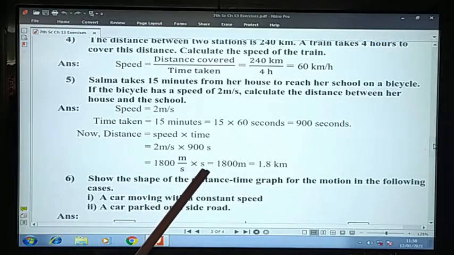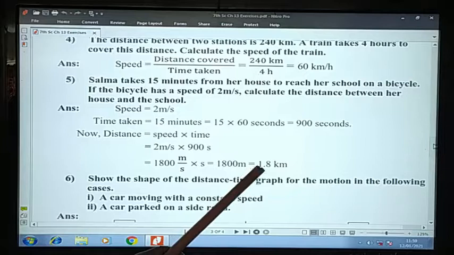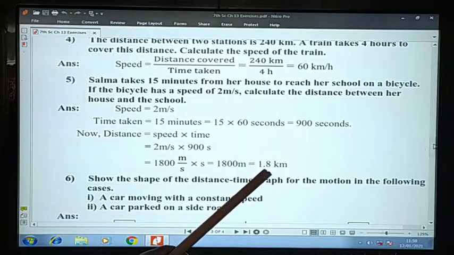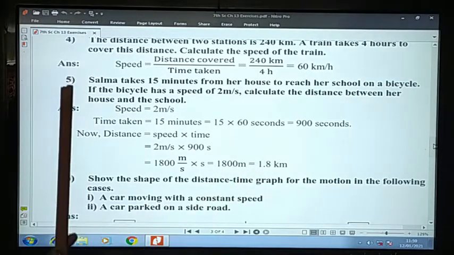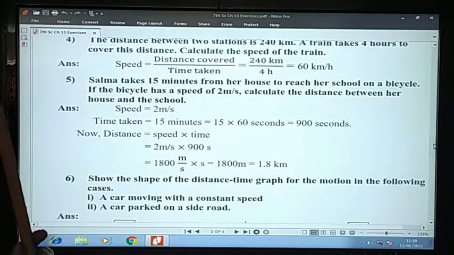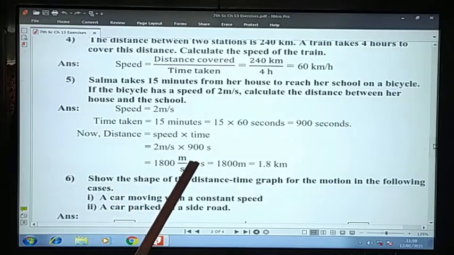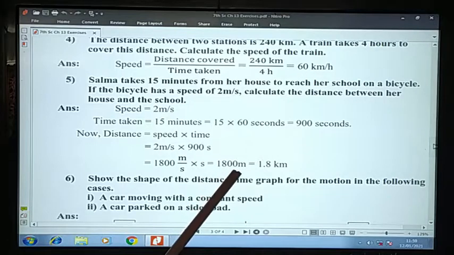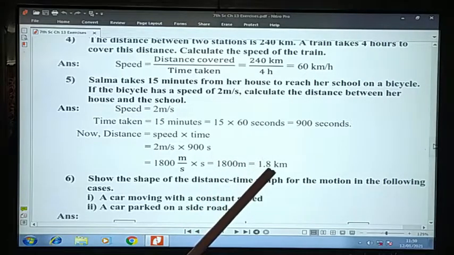This second we are going to write over here. Okay? So this second and this second are going to cancel out. That comes to 1800 meter, which is equal to 1.8 kilometer. As you all know, the conversion is 1 kilometer is 1000 meter. So 1000 meter is 1 kilometer, 800 meter is 0.8 kilometer.